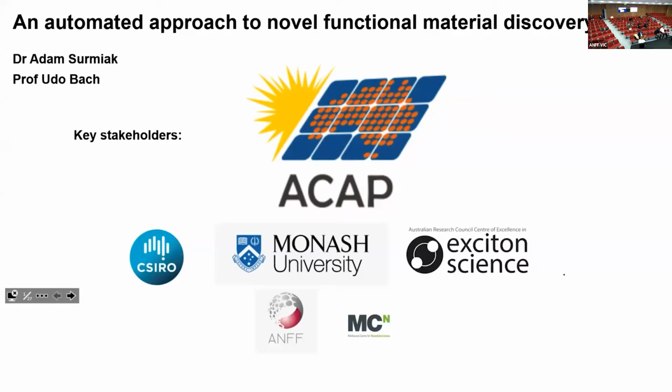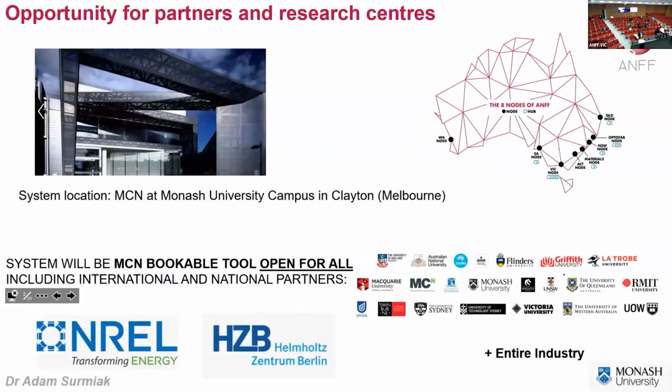What's important, and what I would like to mention, is that the facility we're going to be installing will be installed at MCN. That's going to be our Victorian node at the Monash University campus here in Clayton. So exactly inside of the MCN's clean room, we'll install our robotic beast.